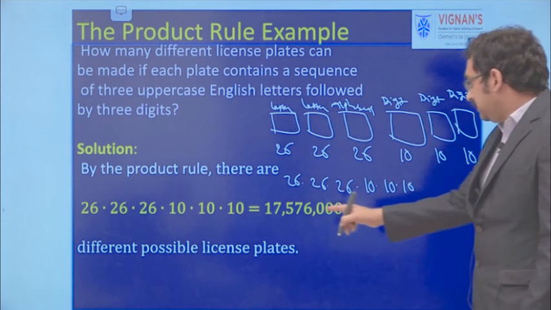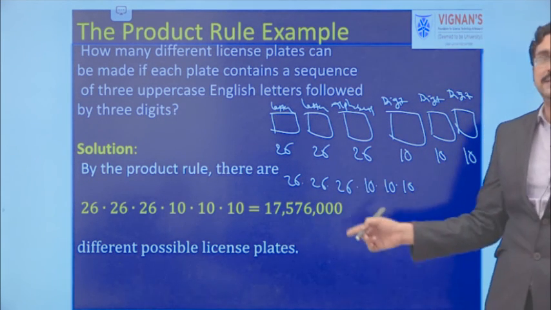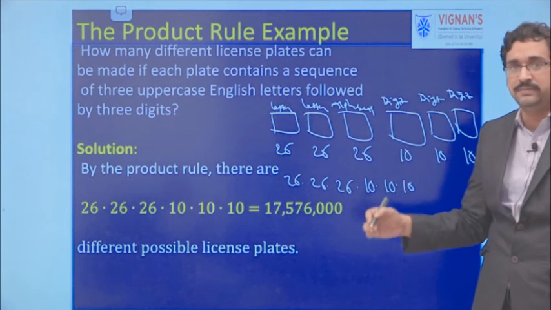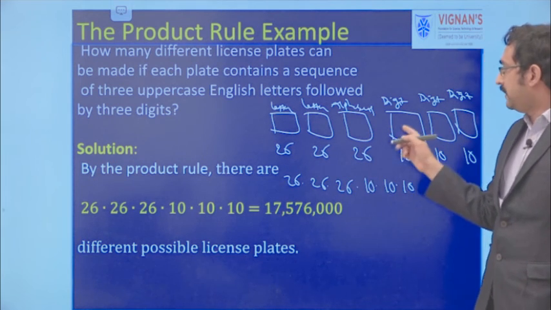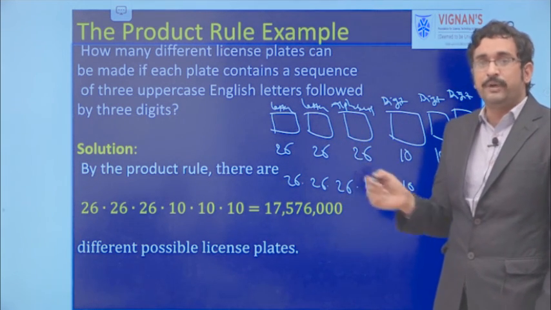So we will get 17,576,000. So this many different license plates are possible with the combination of 3 alphabets followed by 3 digits. This is also another example for the product rule.